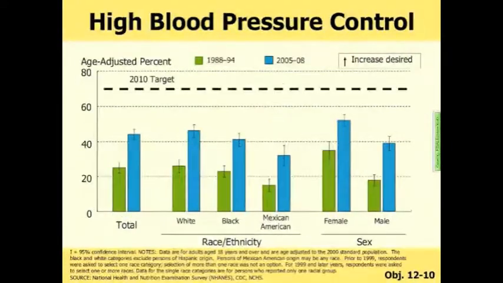Another factor on the next slide that's important in cardiovascular disease is high blood pressure control. Here we wanted an increase, and in fact what we've seen is an increase across the board by race, ethnicity, by sex. This is all very positive, though still below the target that was set. But still, these are significant changes over a short period of time.